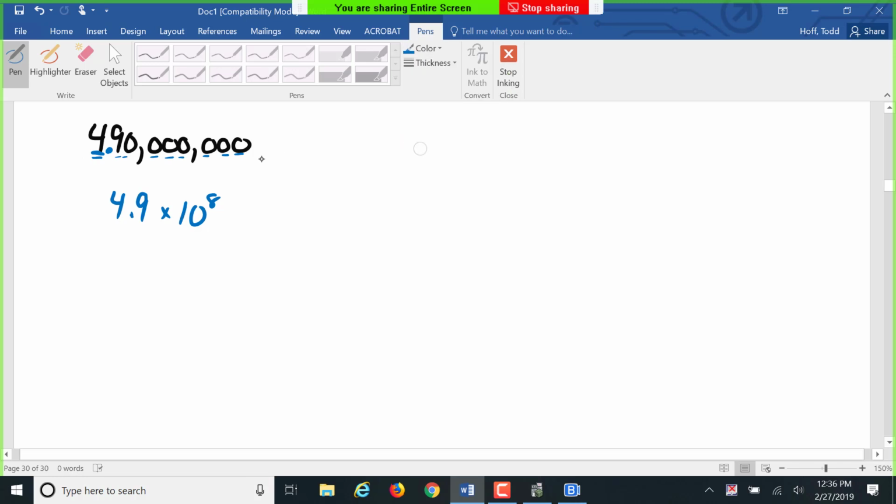The shortcut, decimal point starts here. We had to move 1, 2, 3, 4, 5, 6, 7, 8 spots to get it to the point after the 4. Remember, what that really stands for is this is the 10 to the 0 place value, 10 to the 1, 10 to the 2 on up, and that 4 is in the 10 to the 8th, or the 100 millions place value.